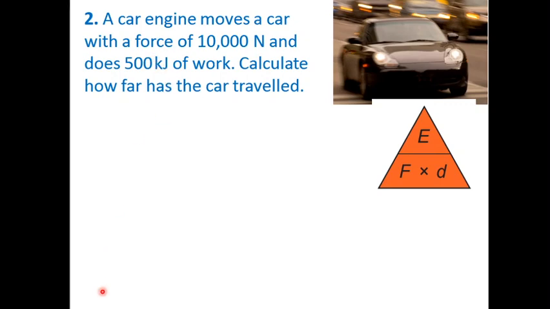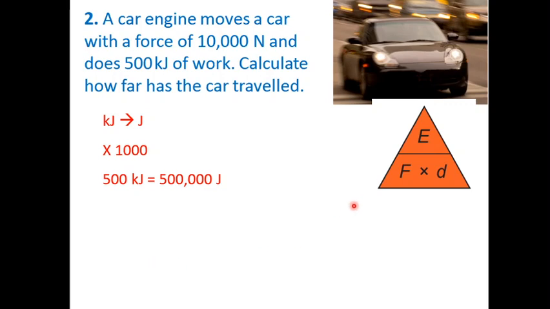So first thing to do is to convert the kilojoules to joules. If you want to do that, you've got to remember that a kilojoule is 1000 joules. So with any kilojoule value, you've got to times it by 1000 to get the joules value. So we've got 500,000 joules here, which is the same as 500 kilojoules. That's the first step.